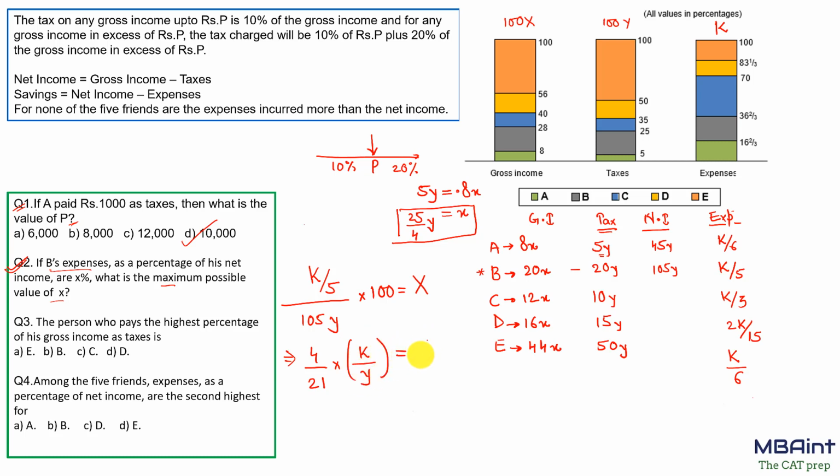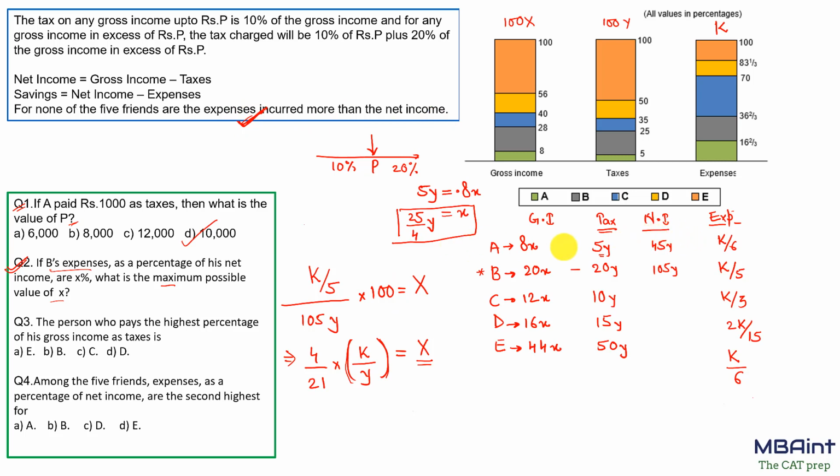This equals X. Now, in order to maximize X, we need to maximize this term. In order to maximize this term, we need a relation between K and Y. The relation between K and Y can only be found by using net income and expense. Why? Because we have a relation between net income and expense. Now what is that relation? That expense cannot exceed the net income.